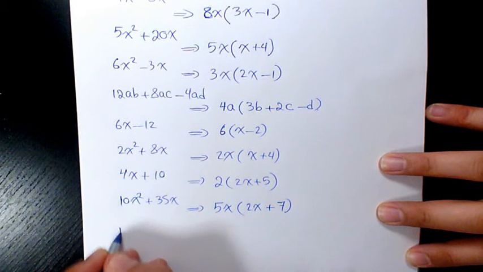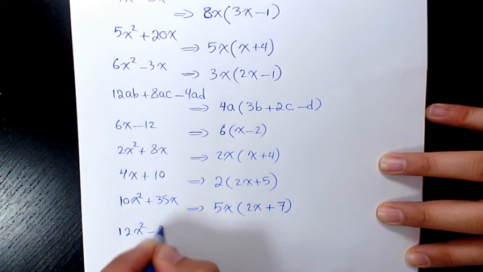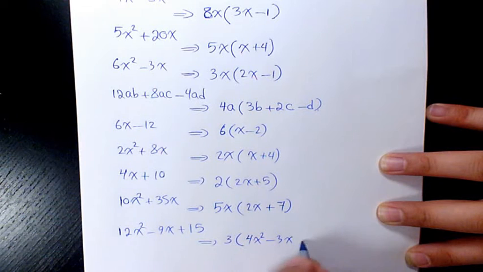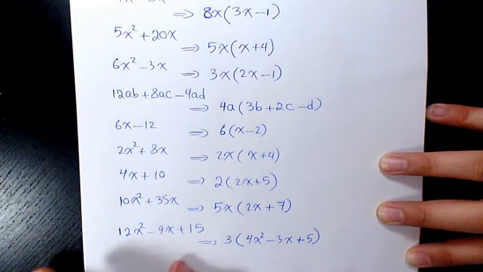Next one is 12x squared minus 9x plus 15. The greatest common factor for 12, 9, and 15 is 3. And x is not a common factor because here we have 15 by itself, so it doesn't have x. So it's just going to be 3. 12x squared divided by 3 is going to be 4x squared. Negative 9x divided by 3 is going to be negative 3x. And 15 divided by 3 is going to be 5.